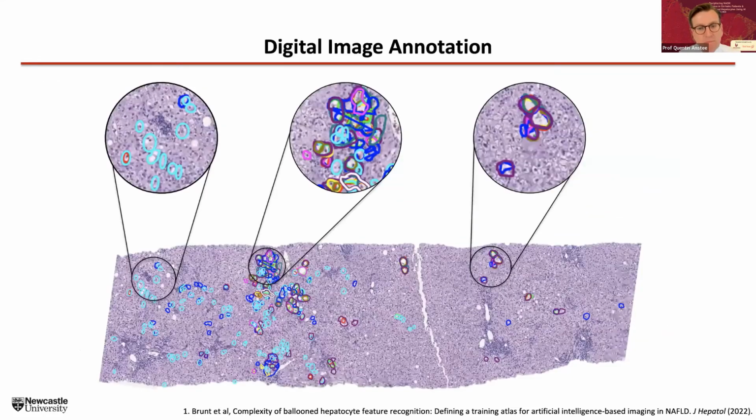And here's an example of the sort of thing we can see. So a histological image here, and we can see that some cells have been circled by different pathologists to indicate the ones that they consider to be ballooned. And we can also see that there are some areas, for example, on the right of the slide, where many of the histopathologists agreed and they've all circled similar cells. And there are other areas where only one pathologist may have selected a given cell.